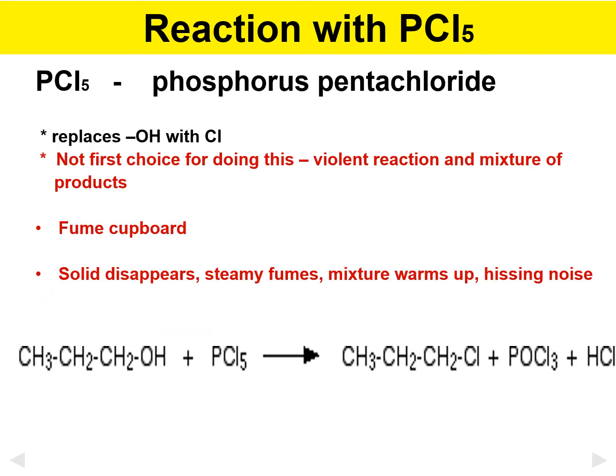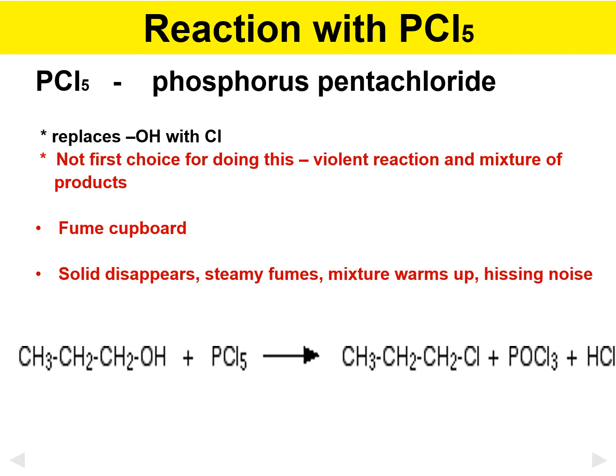The final reaction is the reaction of an alcohol with PCl5, phosphorus pentachloride. This reaction replaces the OH group of the alcohol with a Cl group. It is done in the fume cupboard, and we add solid phosphorus pentachloride to the alcohol. The products that we form are the halogenoalkane, phosphorus oxychloride and hydrogen chloride gas. The observations for this reaction are that the solid disappears, we get steamy misty fumes, there is a hissing noise, and the mixture warms up.